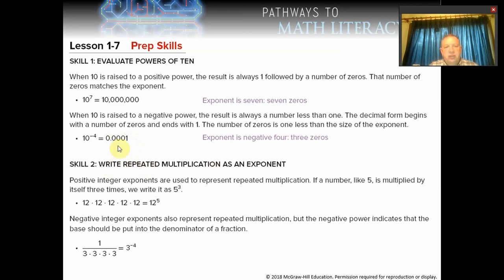So this we've looked at before, writing repeated multiplication as an exponent. If I'm doing 12 times 12 times 12 times 12 times 12, that's just 12 to the 5th, 1, 2, 3, 4, 5. That's what it means: I'm multiplying 12 by itself 5 times. Same thing for a negative exponent. I'm basically dividing by that number that many times. So 3 to the negative 4th is really 1 divided by 3 times 3 times 3 times 3, 3 to the 4th in the bottom, 1 divided by 3 to the 4th.